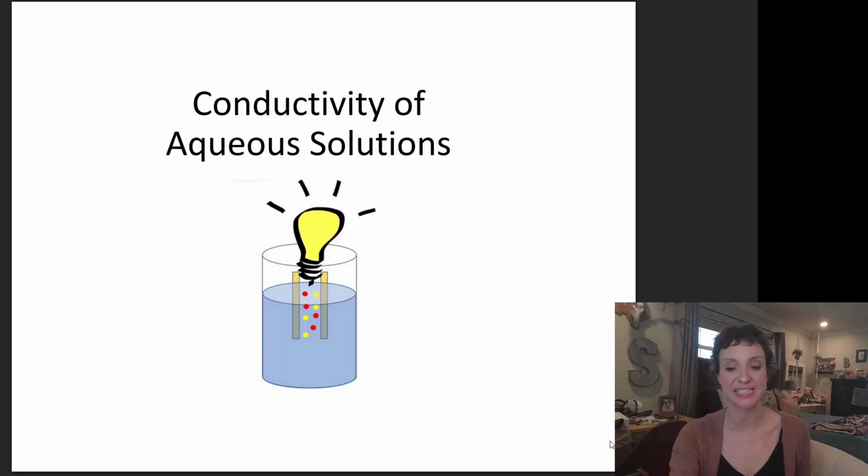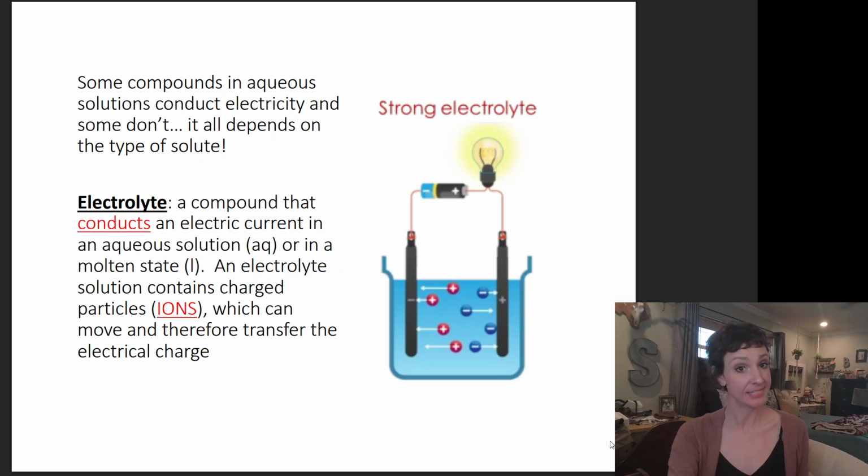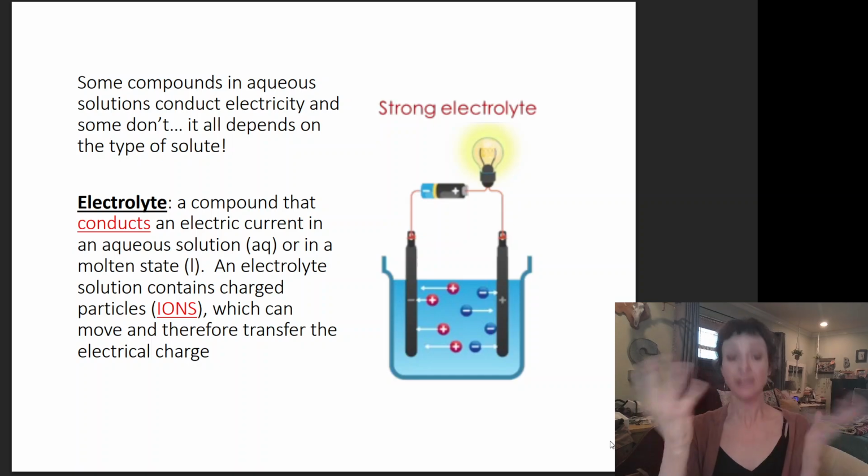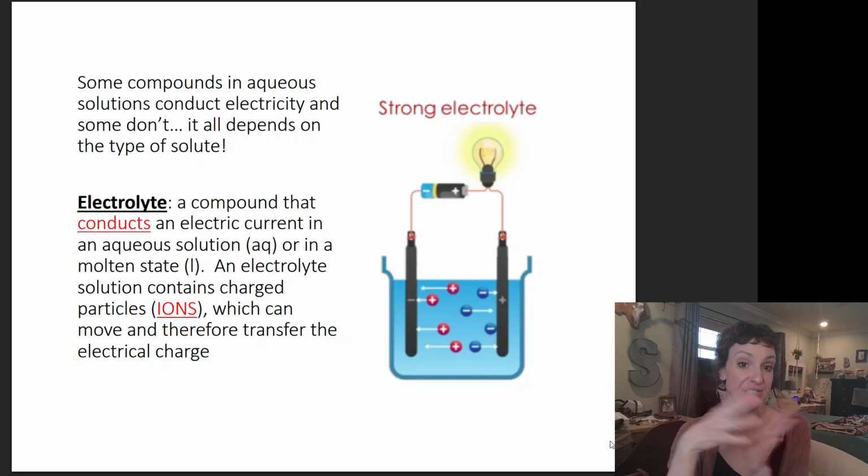Okay, last topic that we're going to talk about, and we've kind of mentioned this before, is conductivity of aqueous solutions. Some compounds in aqueous solutions conduct electricity, and some don't. It all depends on what type of solute is in that water. An electrolyte is a compound that conducts an electric current in an aqueous solution or in a molten state. An electrolyte solution contains charged particles, ions, which can move and therefore transfer the electrical charge.